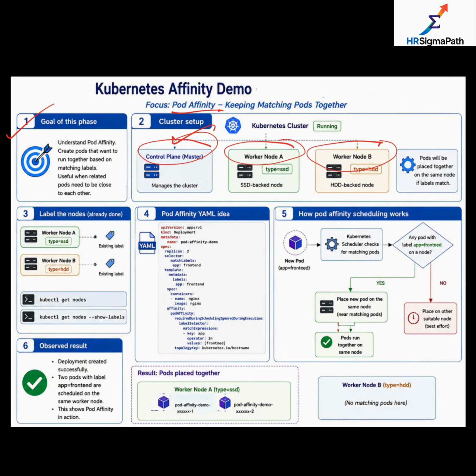So in pod affinity, the scheduler does not mainly look at the node labels. Instead, it looks for where matching pods are already running. Next we are creating a deployment which will launch pods with the matching labels. The key idea is very simple: the new pod should try to run near pods with the same label.